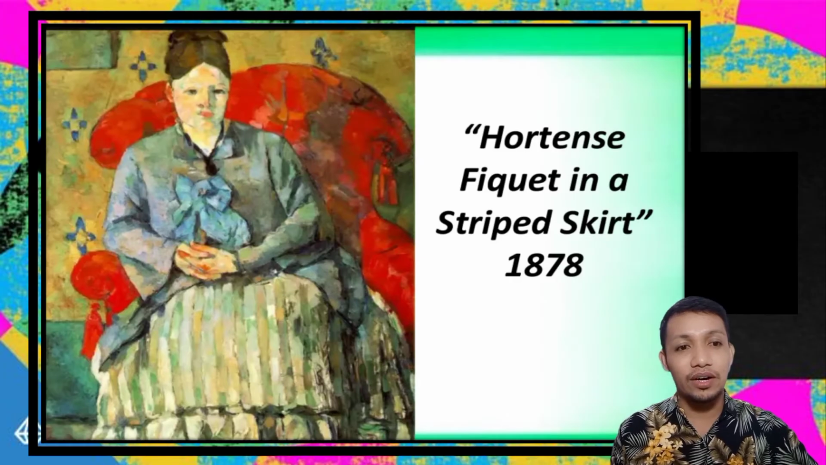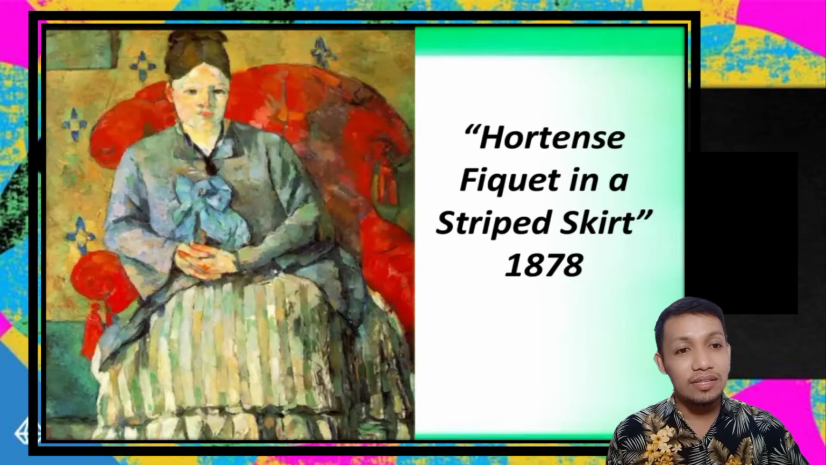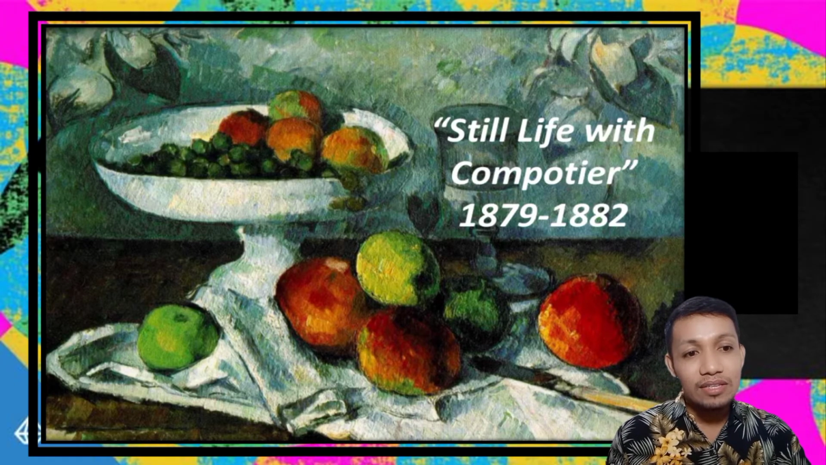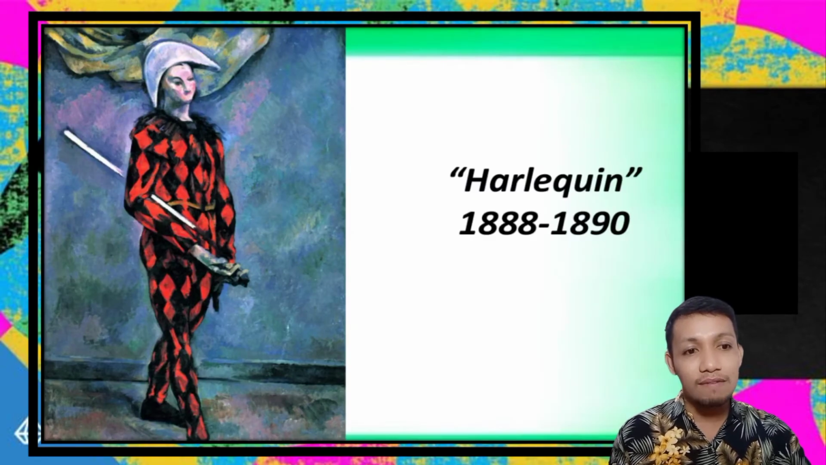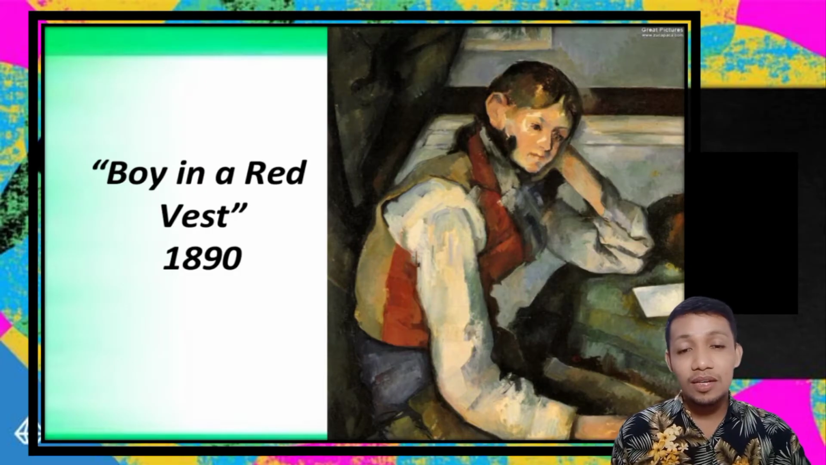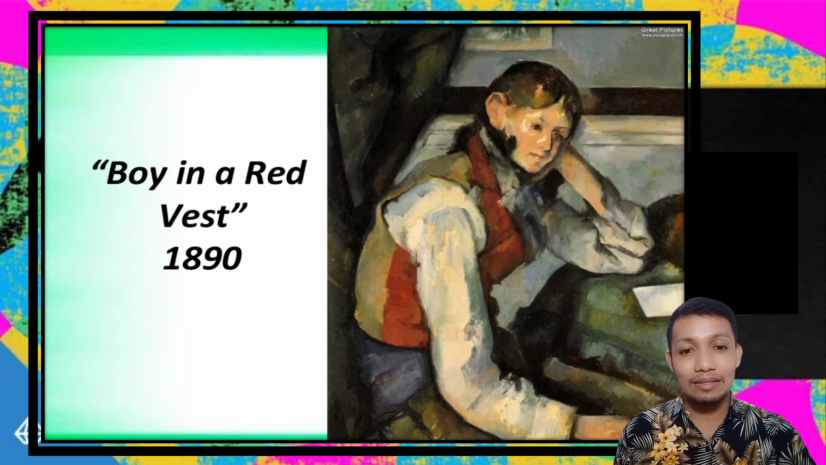Examples of his works are Hortense Fiquet in a Striped Skirt in the year 1878, Still Life with Compotier in the year 1879 to 1882, and we also have Harlequin in the year 1888 to 1890, and the last one is Boy in a Red Vest in the year 1890.